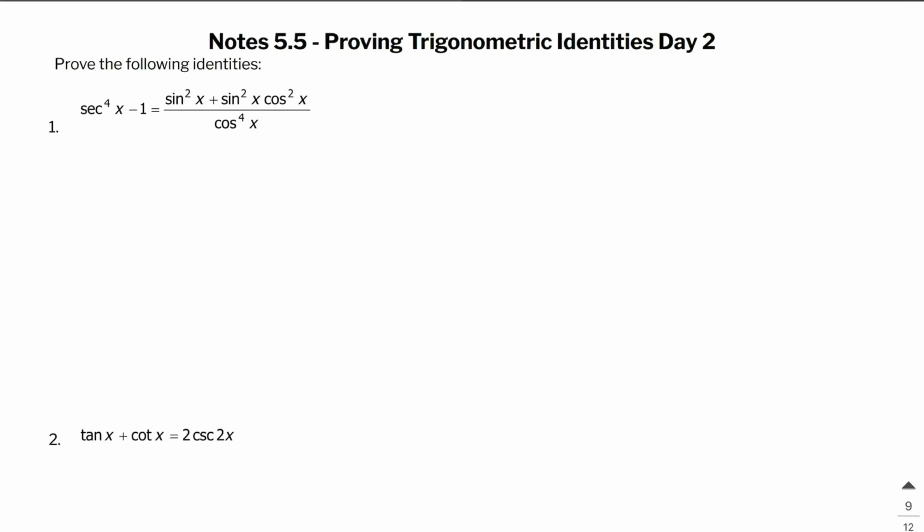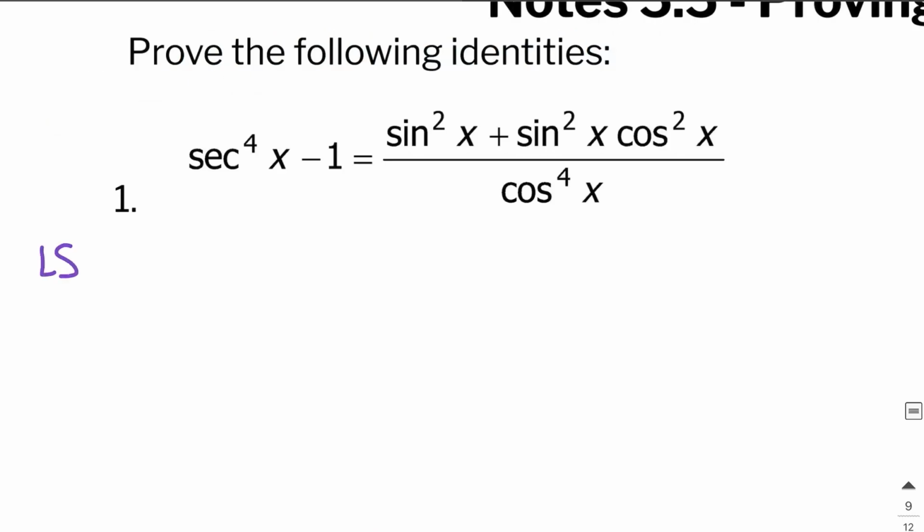Everyone, Notes 5.5 are on proving trig identities, and this is day 2. We're going to go through and prove our identities, but also write some little tips and pointers to help us out while we're doing our trig proofs. So for question number 1, I'm going to take the left side and see what I can do with this right here.